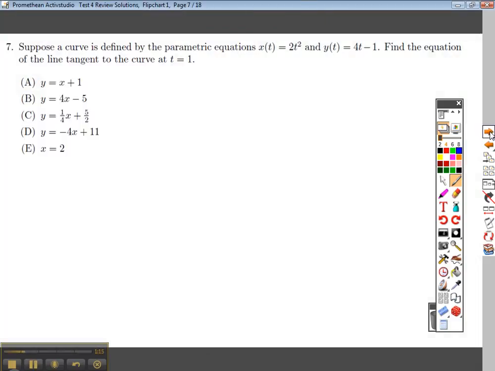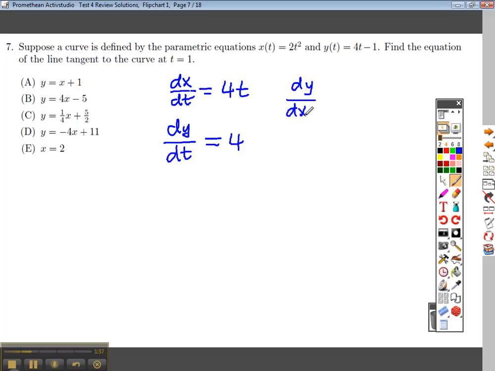Question number 7, suppose a curve is defined by the parametric equation. Find the equation of the line tangent. So here's x. What I'm going to need to find is dx dt, which is going to be 4t. I'm going to need to find dy dt, which is going to be just 4, and I need to go dy dt over dx dt. That's going to give me my dy dx.